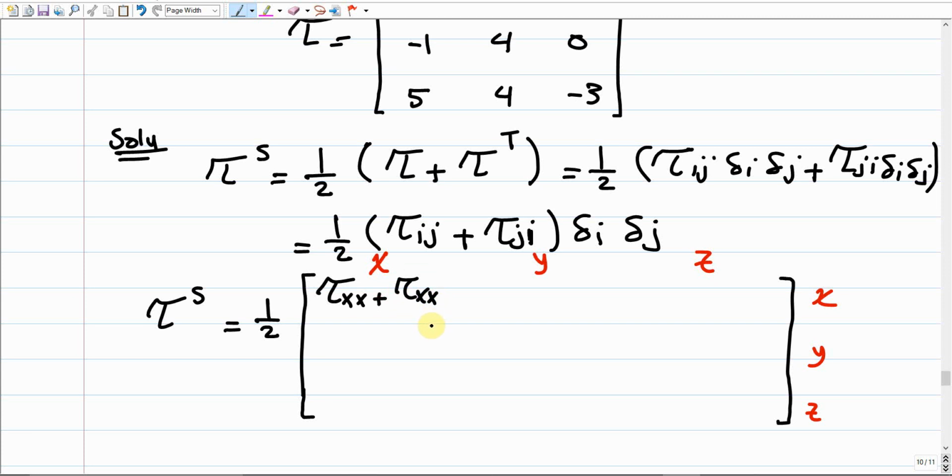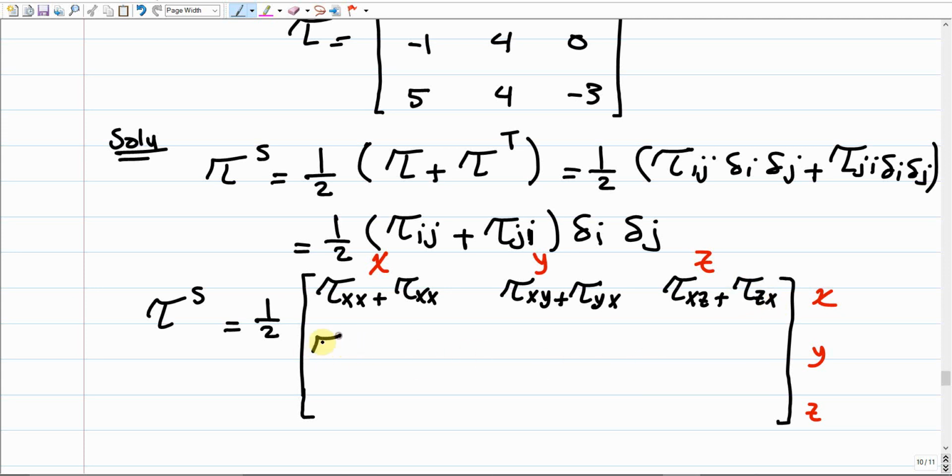Make sense? How about the yx component? This component should be yx. It means that the j should be y, because this is the column, and the i should be x. So we're gonna have the tau xy plus the tau yx. How about the z? The z is the column, so the j is gonna be z, the i should be x, so it's gonna be xz plus the tau zx. Make sense? And so on.